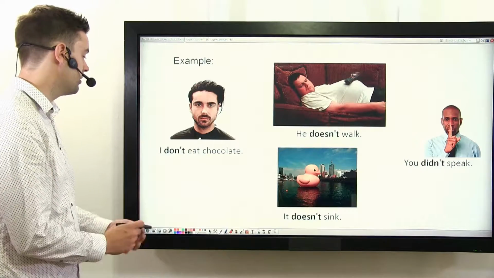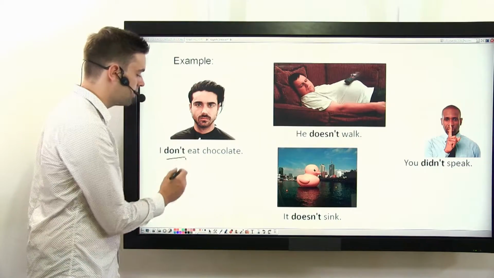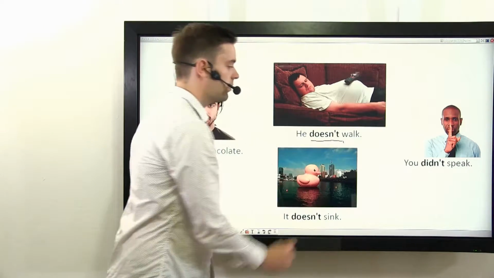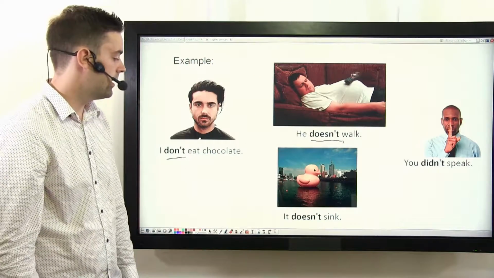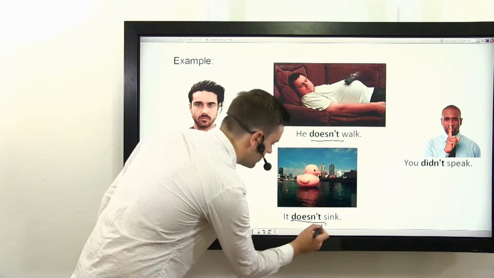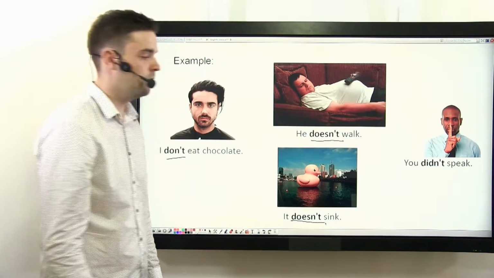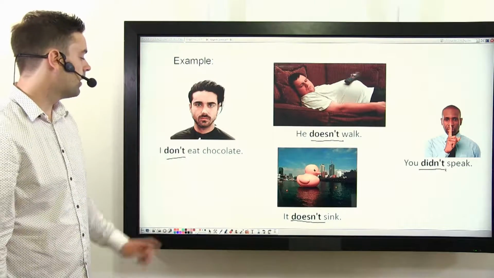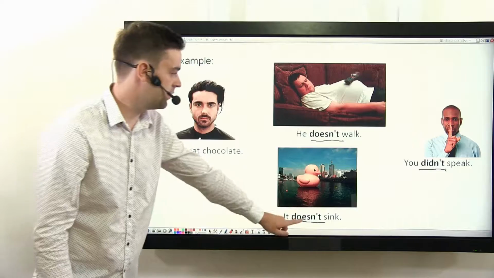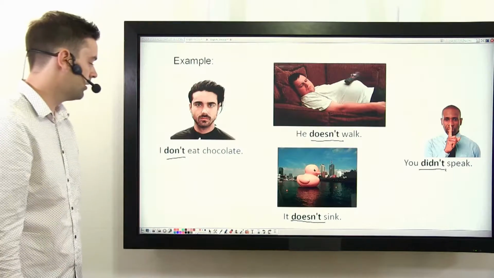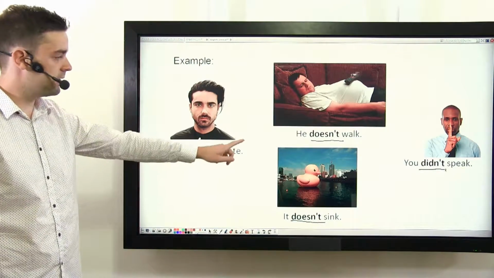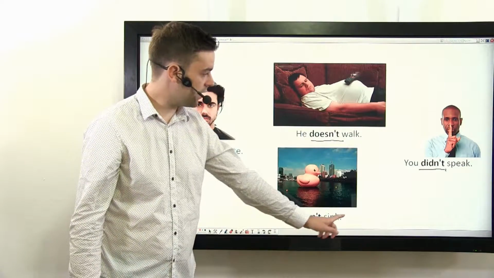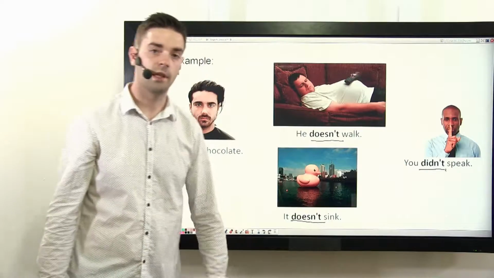Here are some examples. I don't eat chocolate. He doesn't walk. It doesn't sink. And you didn't speak. Don't, doesn't, didn't. I don't eat chocolate. He doesn't walk. It doesn't sink. You didn't speak.